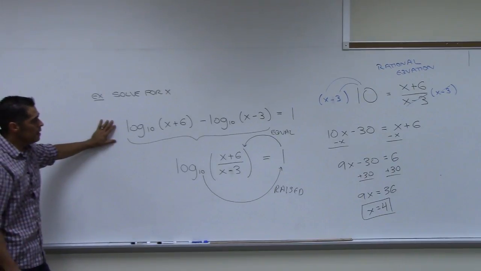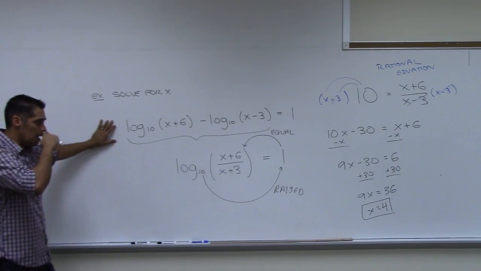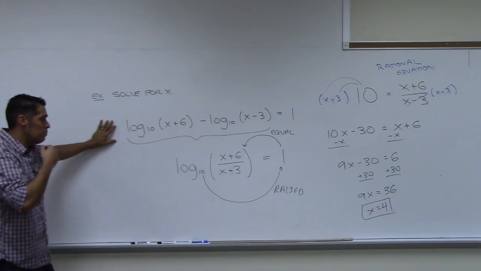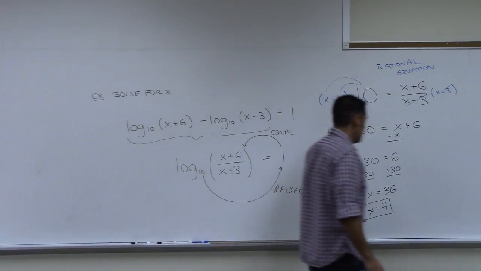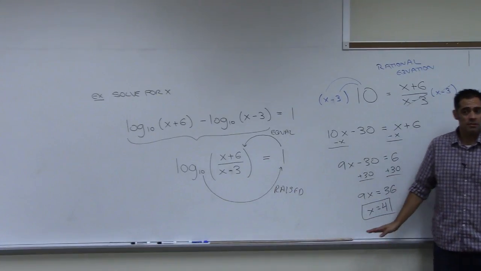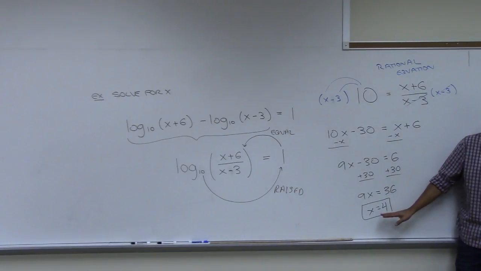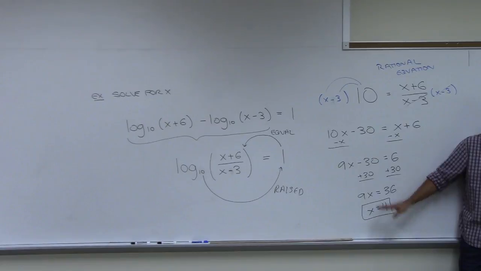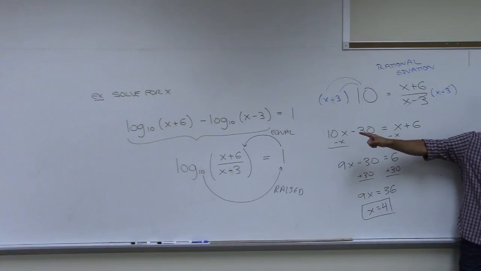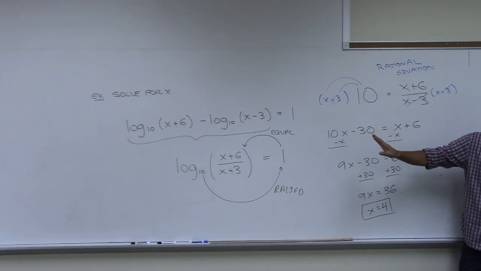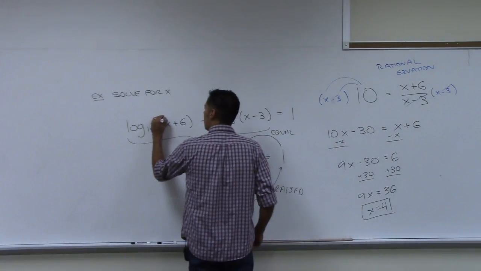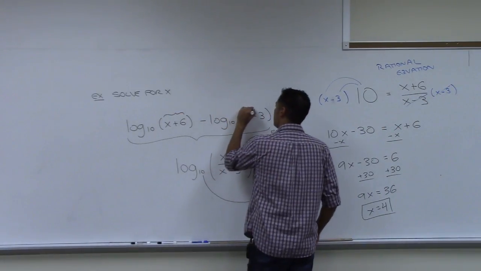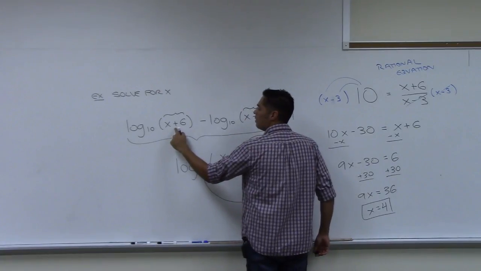Now, I didn't do this on the previous problem, but I will point it out here. With the logarithmic equations, you have to check your answers. You see this 4 here? You have to take that 4 and plug it back in. All you're looking for is what you would get in here if you plugged in 4. So what would I get if I plugged 4 in here?